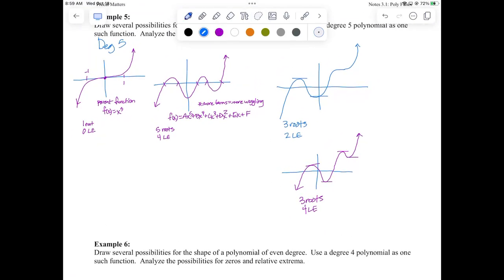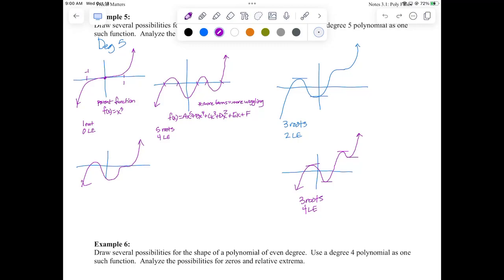What if I took that graph, and let's start over here now. What if I took that same graph, but I went like this? I went 1, 2, 3, and then when it came down, oops, I held on to it too long. What if it did that? How many x-intercepts would it have now? 3. Okay.